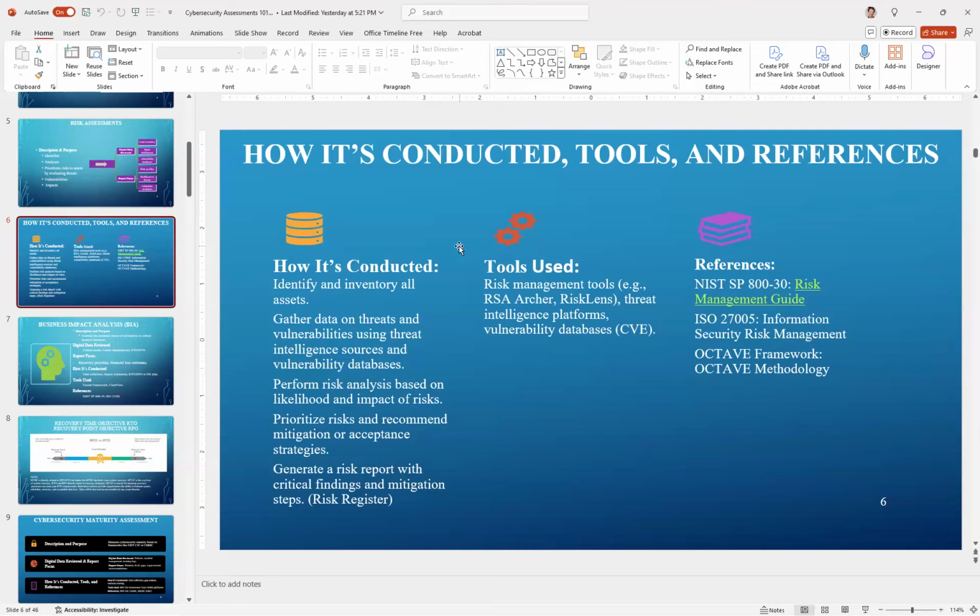Some of the tools used are risk management tools like RSA Archer, Risk Lens, threat intelligence platforms, and the vulnerability database, or the CVE. Some of the references that these come from are the NIST SP 800-30 Risk Management Guide, the ISO 27005 for the ISRM, Octave framework, and Octave methodologies.